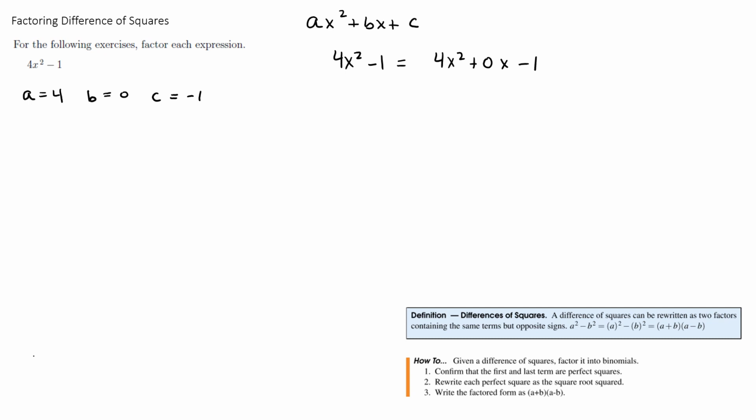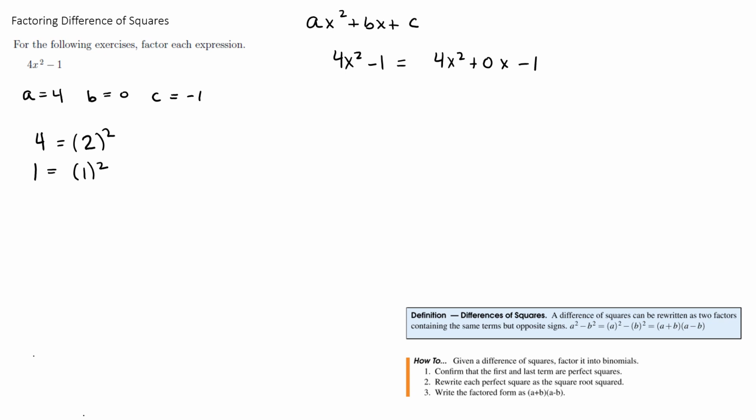We want to confirm that the first term and the last term are perfect squares. So let's check 4. Can we write 4 as a perfect square? I can write this as 2 squared, right? So that is a perfect square. And then 1, although this looks kind of weird, 1 squared is 1, right? So both of these are perfect squares. That checks off our first step here. We've confirmed that the first and the last term are perfect squares.